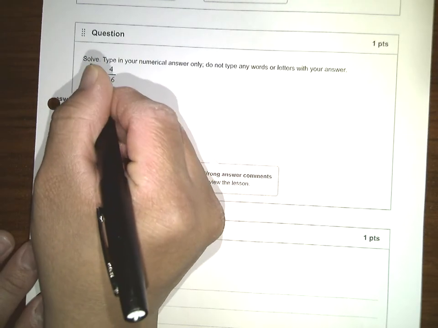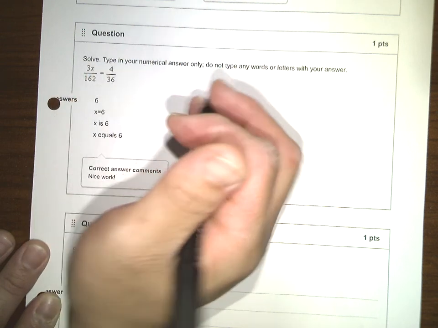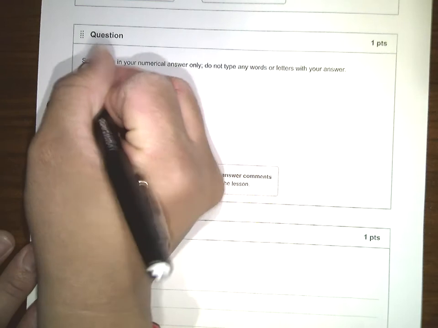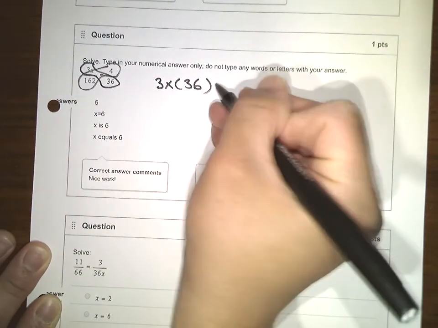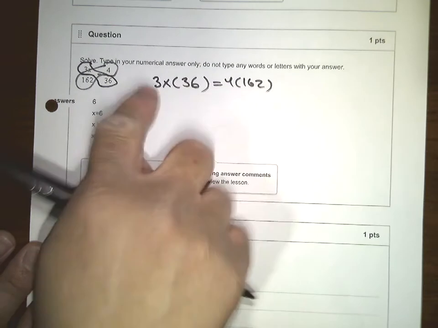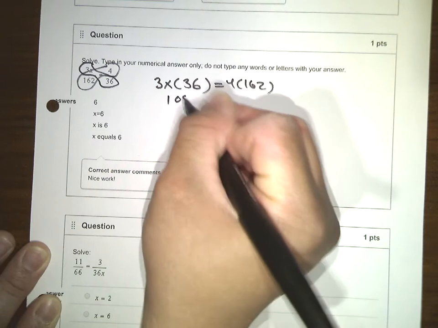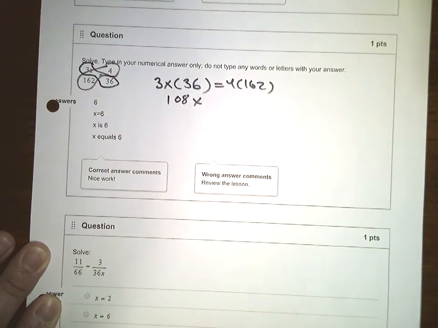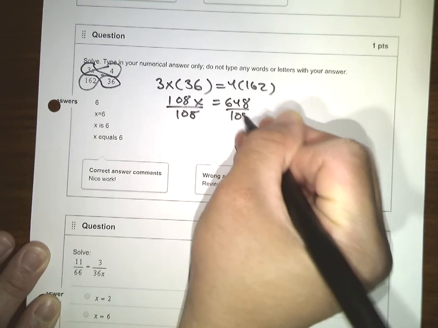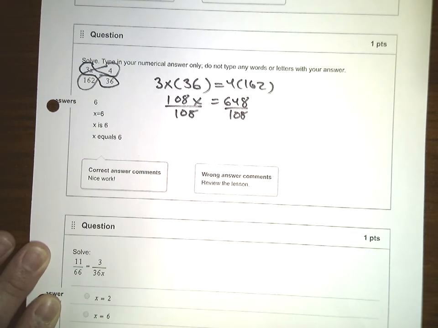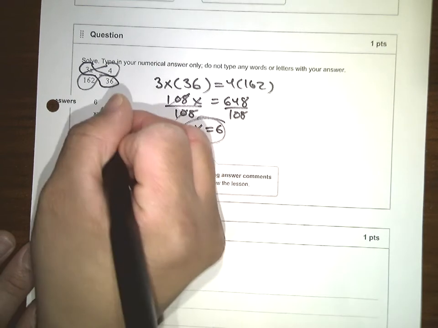All right, here is a little bit more of a complicated one because instead of just an x that we have in the numerator here, it's 3x. All right, so let's go ahead and cross multiply just like before. So 3x times 36, does that equal 4 times 162? Well, 3x times 36, that's going to give us 108x, and then 4 times 162, that's going to be 648, and then I'll divide by 108 on each side. So if I do that, I have x is equal to 6. What a time to be alive.